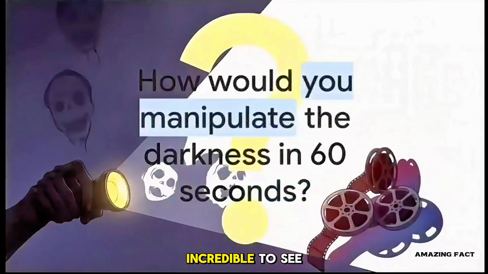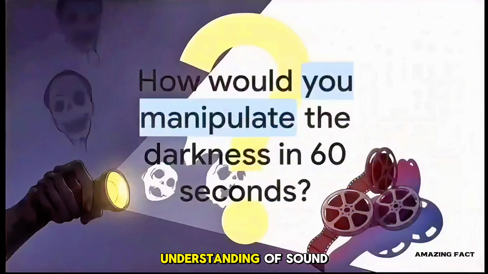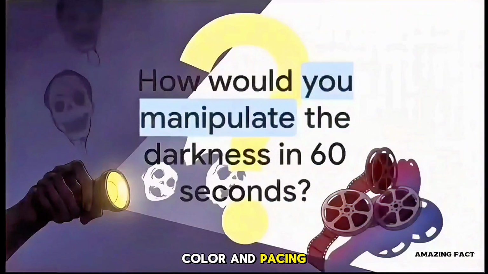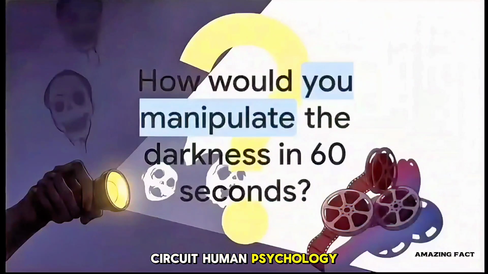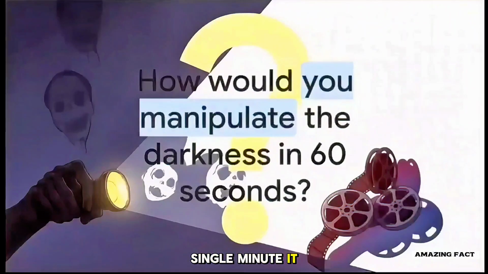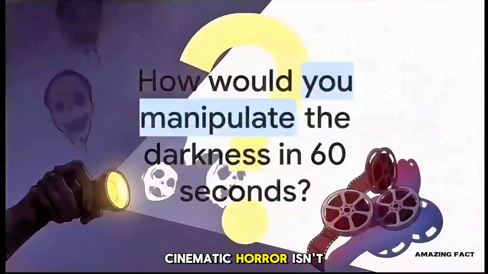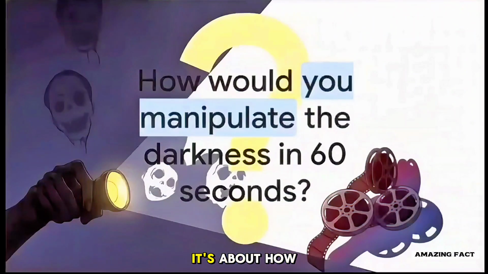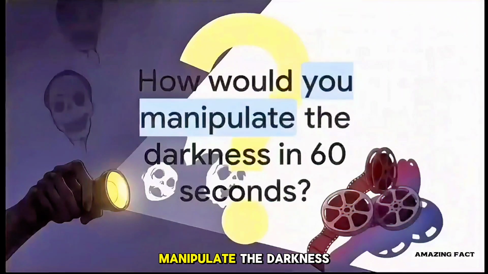It is honestly incredible to see how a professional understanding of sound, color, and pacing can completely short-circuit human psychology in under a single minute. It really makes you realize that true cinematic horror isn't just about what's hiding in the shadows, it's about how the filmmaker controls the light you use to look for it. So I'll leave you with this to chew on. If you had just 60 seconds to terrify an audience, how would you manipulate the darkness?